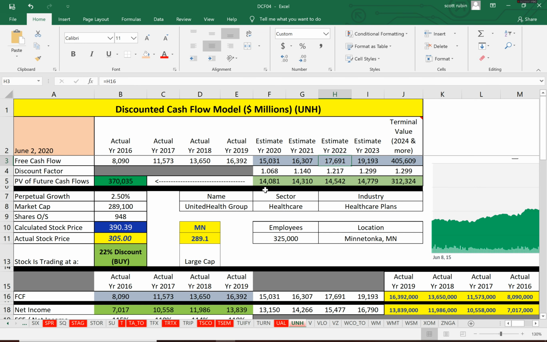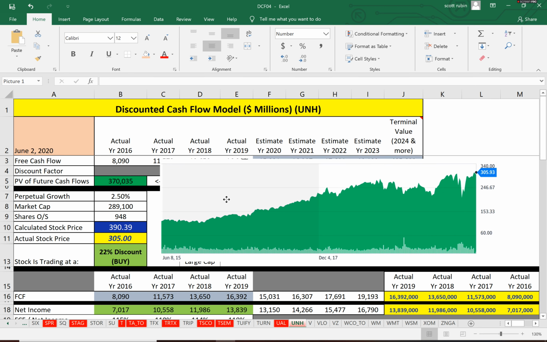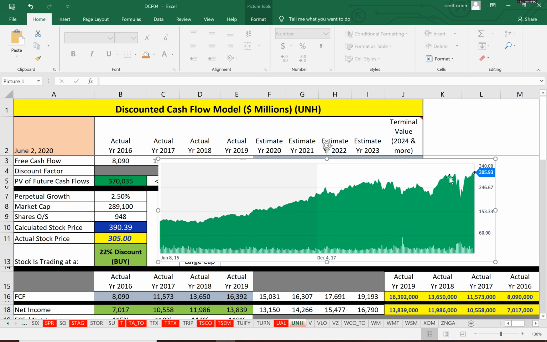So we estimated the future cash flows, then we discounted back to today's values, and then we get a value of the company of $370 billion. We divide it by 948 million shares, and we get a stock price of $390. That's what we call the intrinsic stock price. Compared to a 305 stock price, it's trading at a 22% discount, so this is considered a buy. And it never even traded above 340 before, so it looks like it's always been trading at a discount.